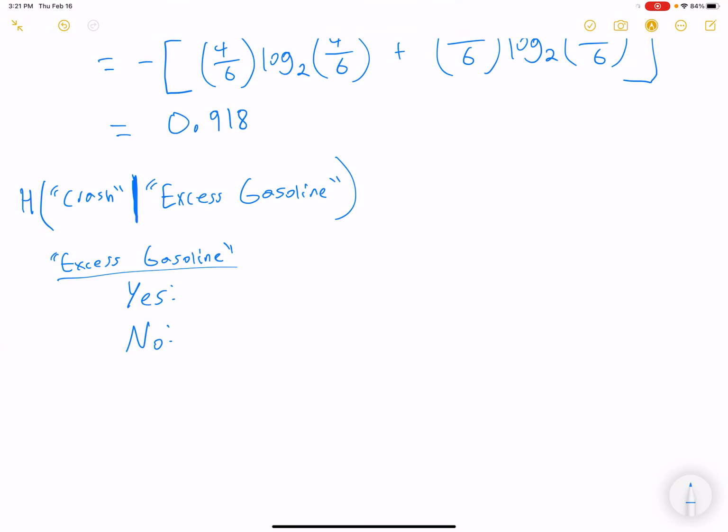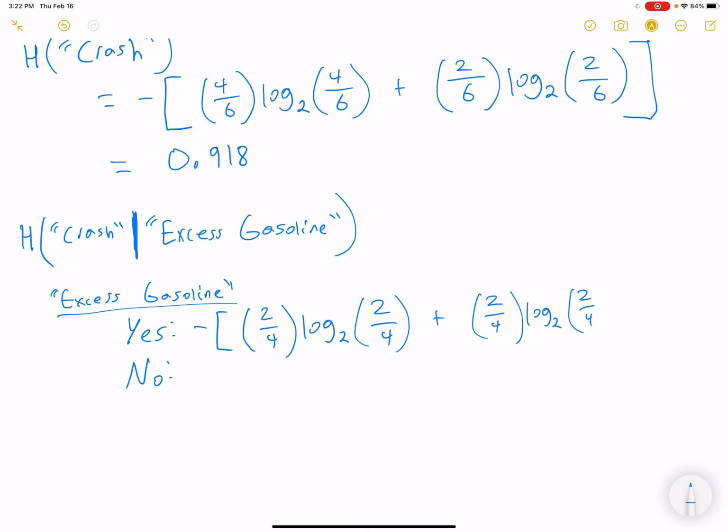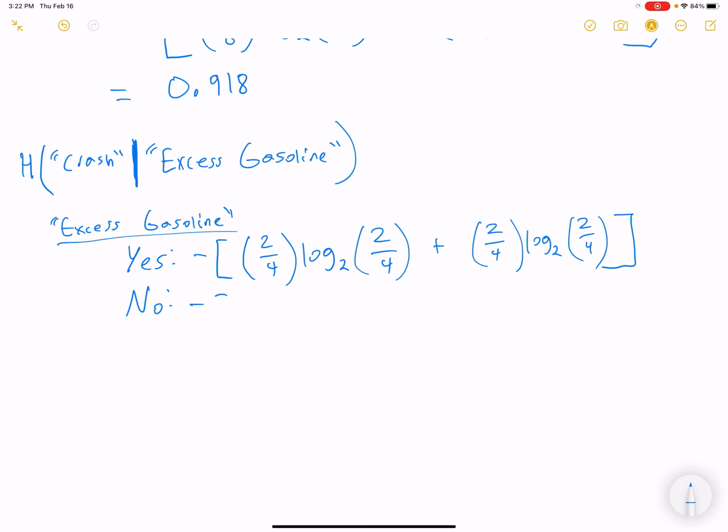So the entropy comes out to be 2 out of 4 times log base 2 of 2 out of 4, plus 2 out of 4 times log base 2 of 2 out of 4, which ends up being... we don't need to worry about what it actually comes out to be.